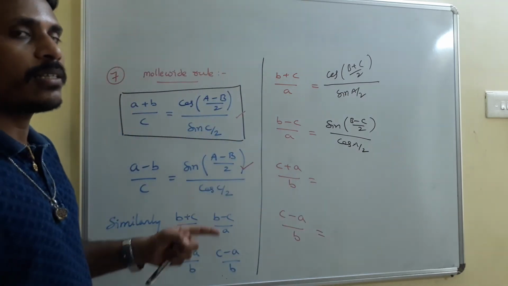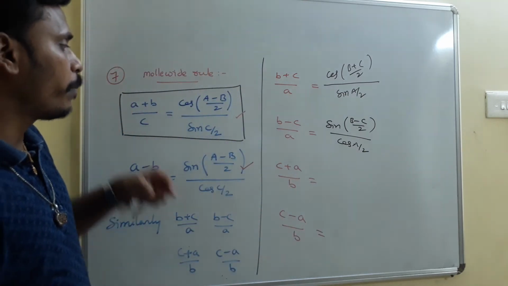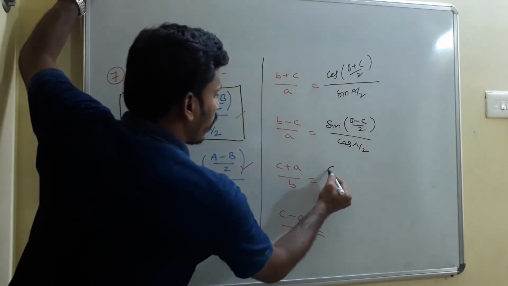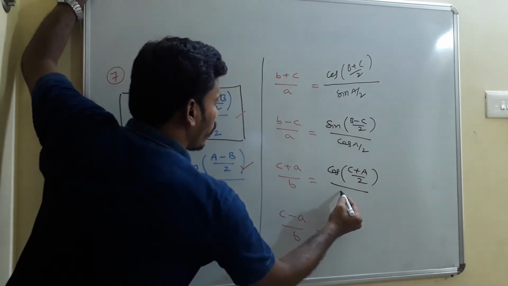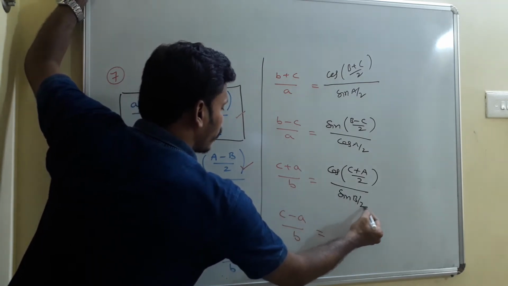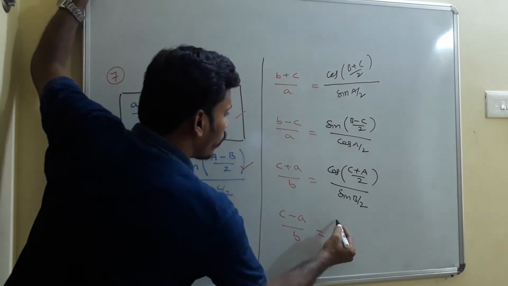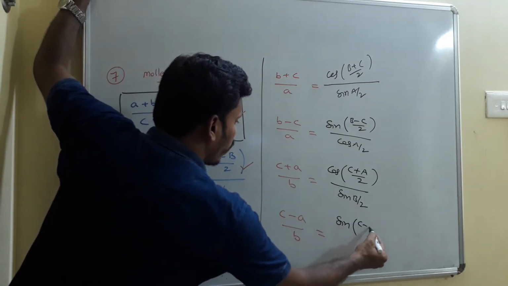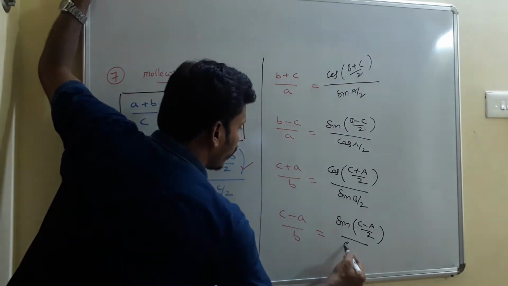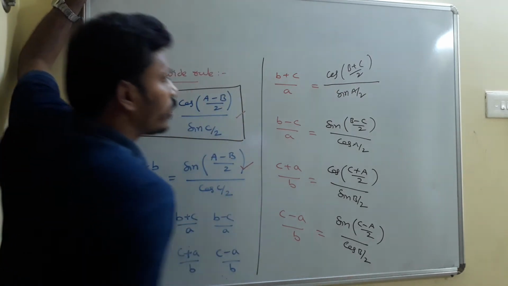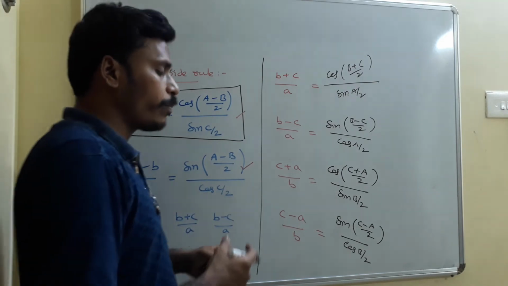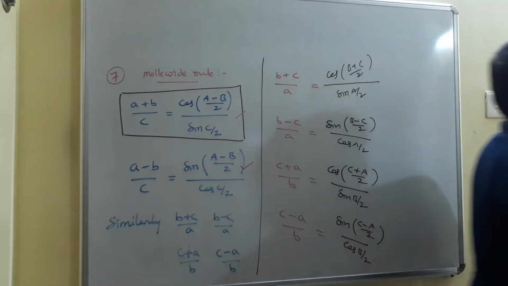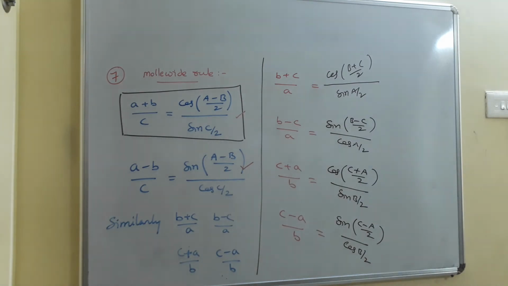Then c plus a by b and c minus a by b, again in the same manner. C plus a: numerator is cos of (c plus a) by 2, divided by denominator sin b by 2. Again c minus a by b: numerator is sin of (c minus a) by 2, divided by cos b by 2. Just by practice, these formulas will automatically be in your mind. Okay, just try to analyze it. Just observe the symmetry, the pattern, how they are involved.